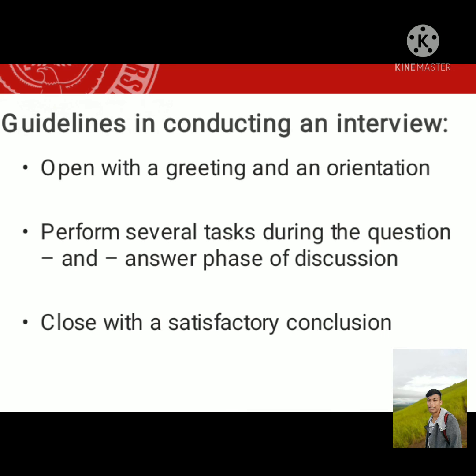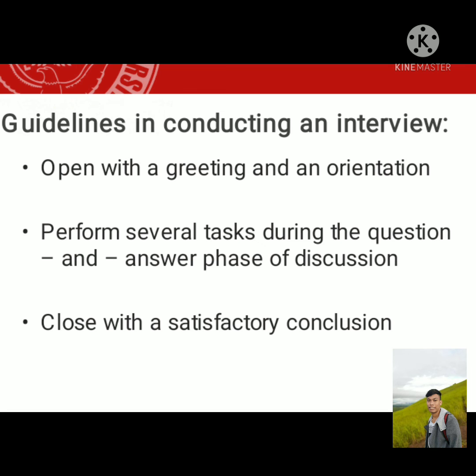Number 1, open with a greeting and an orientation. In opening with a greeting and an orientation, the opening is also the time for motivating the interviewee to cooperate and giving a sense of what will follow. Explain the reason for the interview, explain what information is needed and how it will be used. Clarify any ground rules. Mention also the approximate length of time of the interview.